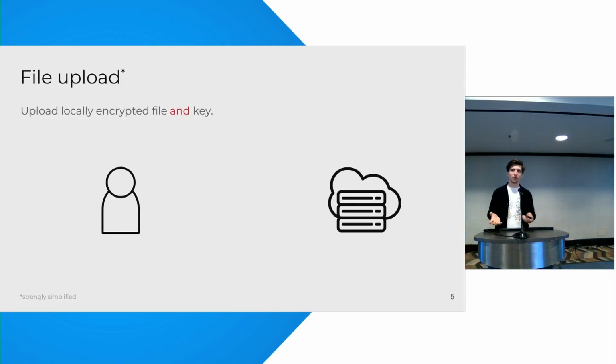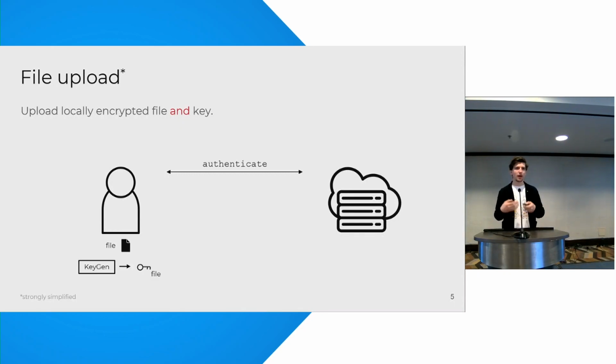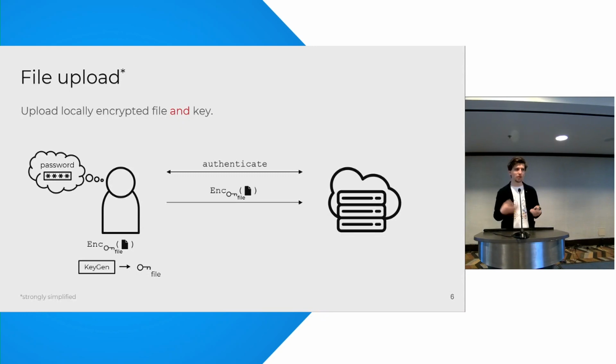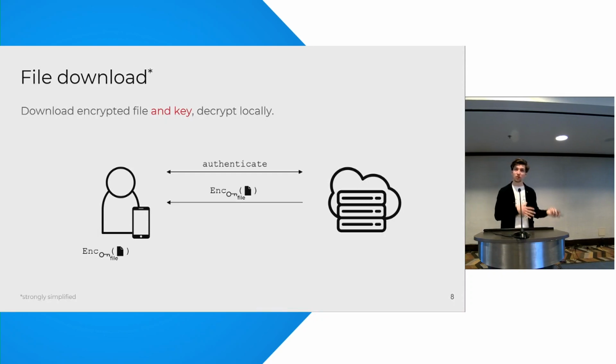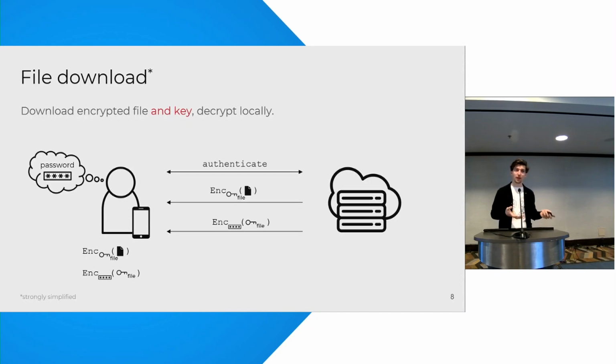So in our system, if a user wants to upload a file, they will first log into Mega and then generate a new file key for the file, encrypt the file with that key, and upload the encrypted file to the cloud storage. But they're also going to use their password to encrypt the file key itself and upload this key to Mega as well, to make it accessible on other devices. So for instance, if the user wants to download their file on their mobile phone, they will authenticate to the server again, fetch the encrypted file, fetch the encrypted file key, and then use their knowledge of the password to decrypt the file key and use that key to decrypt the file.